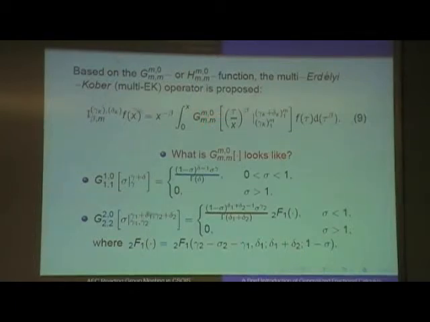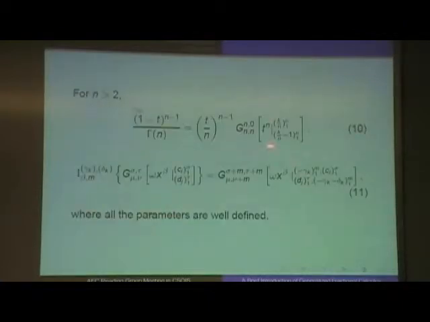If m is getting larger, the form seems like it's getting more and more complicated, but actually it's not. For n greater than 2, where n is an integer, the Meijer G function has this form, where the parameters are defined like this. So that's what the Meijer G function looks like. It's a kind of combination of power law functions.